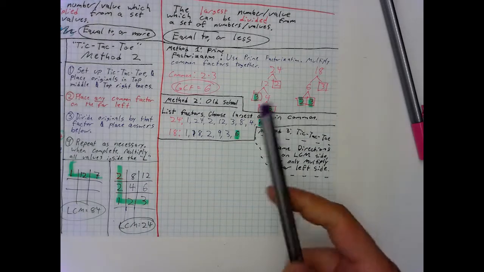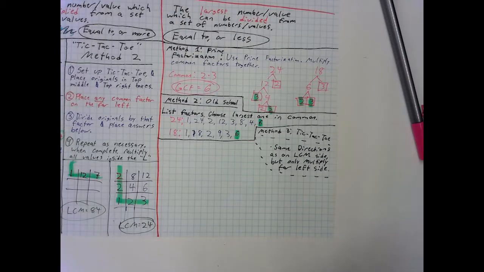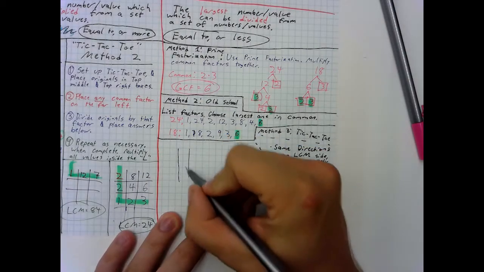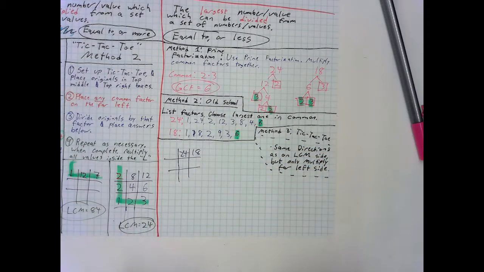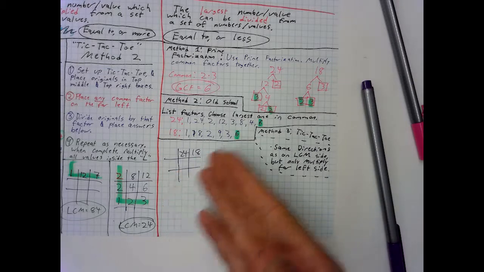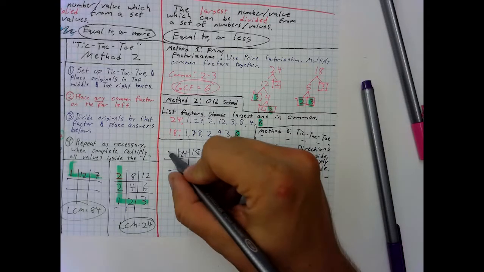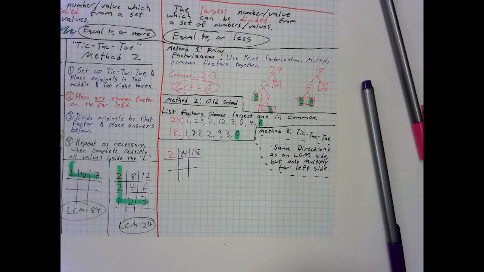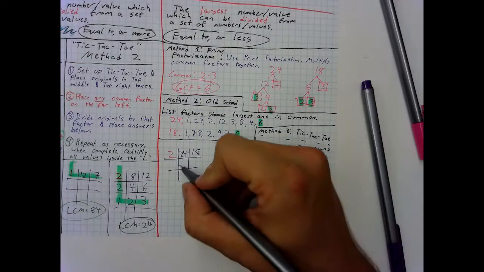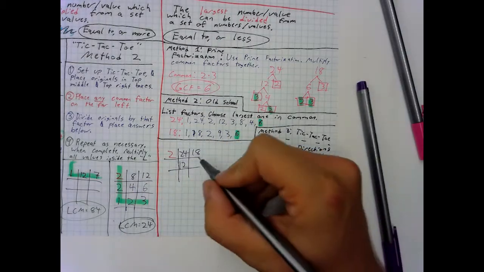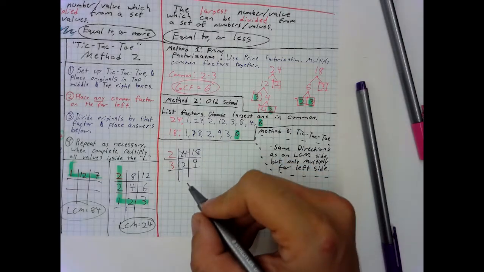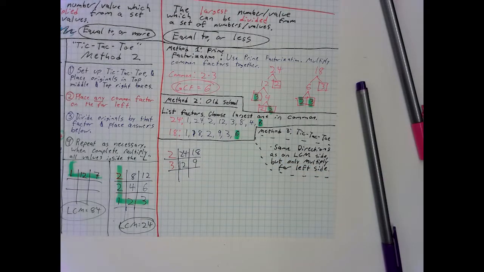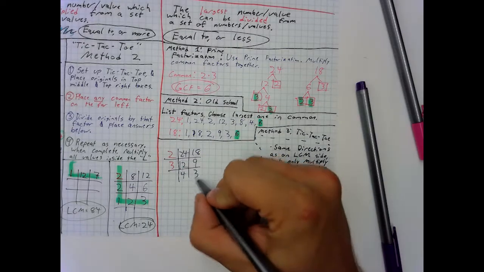Let me show you what I mean using once again that 24 and 18. I set up my Tic Tac Toe with a 24 and 18. I know that I can divide both 24 and 18 by 2. They are even numbers after all. I will take 24 divided by 2 to get 12, and 18 divided by 2 to get 9. At this point, I recognize that 12 and 9 can both be divided by 3, which will give me my answers of 4 and 3.